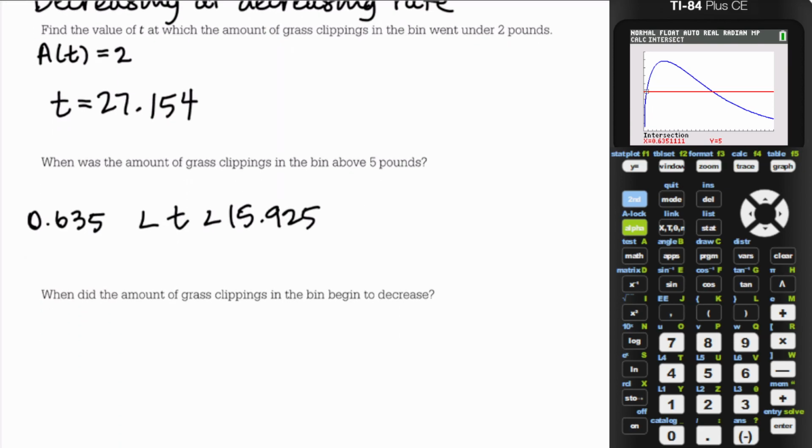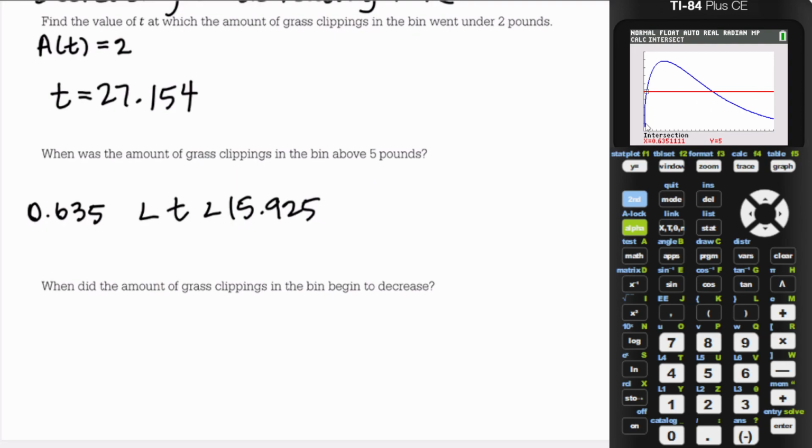And when did the amount of grass clippings in the bin begin to decrease? Well, the amount was increasing through here and decreasing there. Where we change from increasing to decreasing, that's the definition of a relative maximum. So I'm going to be computing a maximum here. I'll give a left bound to the left of it, and 15 will be to the right of it. Give it a guess, let it think, and that would be at t equals 4.746 days. And that's when the amount of grass clippings in the bin began to decrease.